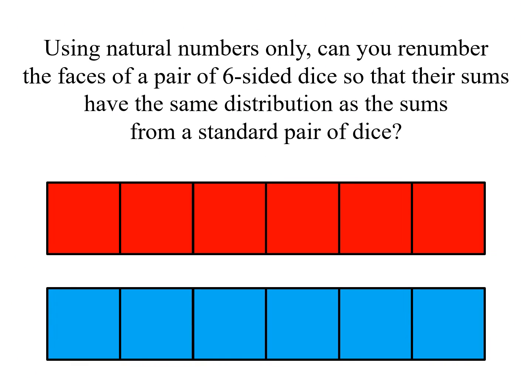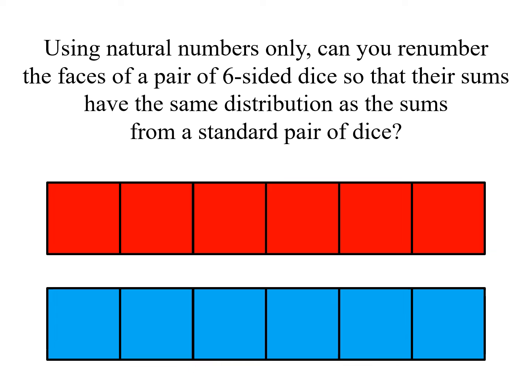Using natural numbers only, can you renumber the faces of a pair of 6-sided dice so that their sums have the same distribution as the sums from a standard pair of dice? Natural numbers are 1, 2, 3, 4, 5, 6, 7, etc. You can use numbers that are greater than 6, but you don't want to use numbers that are greater than 11 because you want the sum distribution from the previous slide.